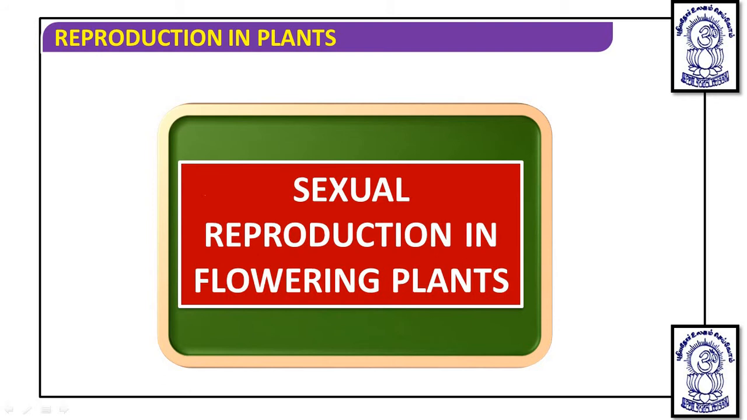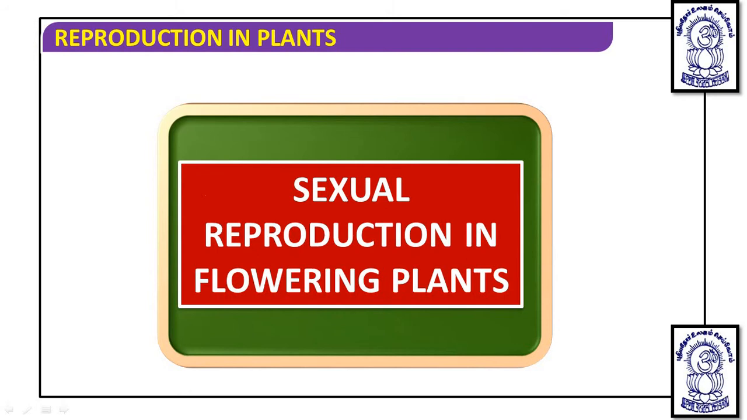Dear students, I am a faculty of Botany, and we have already started our lecture series on sexual reproduction in flowering plants. We have already studied in this chapter the male reproductive organ, that is the stamen, its structure, and how the pollen grains are produced. Within the pollen grain, we studied how male gametes are produced.